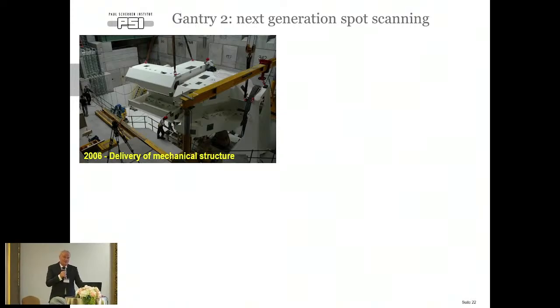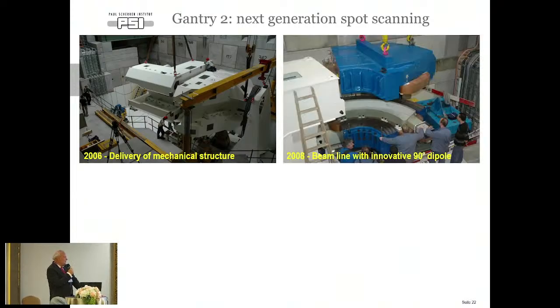Some impressions of how such a gantry is constructed. It's really heavy mechanical engineering, because you need to carry these heavy magnets, and you want high precision. You don't want the whole thing to bend, so it has to be massive steel. This is the 90-degree magnet of Gantry 2, the biggest one.